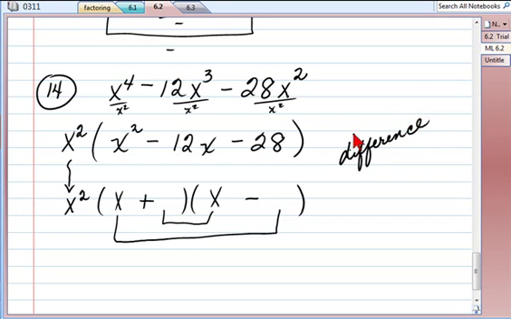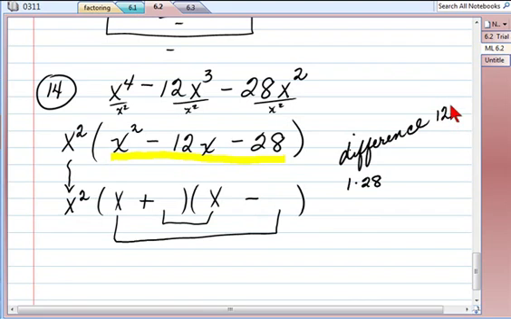Okay, so I am focused on this trinomial right now. 28. Is it 1 times 28? Do those have a difference of 12? No. All right, 2 times 14. Do those have a difference of 12? Yes. I don't care about anything else. I know 4 times 7 would work, but I don't care because I found it.